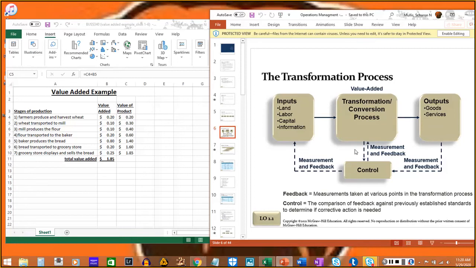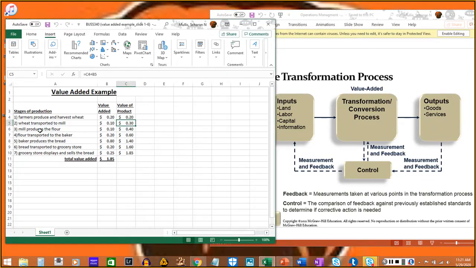During this time, they're also doing measurements and getting feedback. So some things they might find out is, well, this mill only wants this amount of wheat. So based off of that, we're only going to give you this amount so that you can transport it to the mill. So all throughout the process, you're getting feedback. Based off of the feedback, you're changing how you produce that product. So step three would be the mill produces the flour.